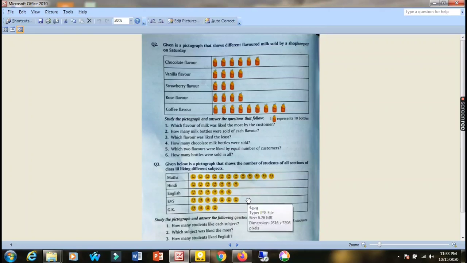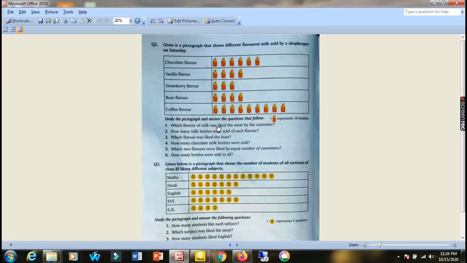Now let us move to question number 2. Given is a pictograph that shows different flavored milk sold by a shopkeeper on Saturday. On Saturday a shopkeeper sold different flavored milk. Okay. Now according to this pictograph, we have to answer the following questions, and you can see here the key is given. One bottle represents 10 bottles. So without wasting our time, let us move to question number 1.